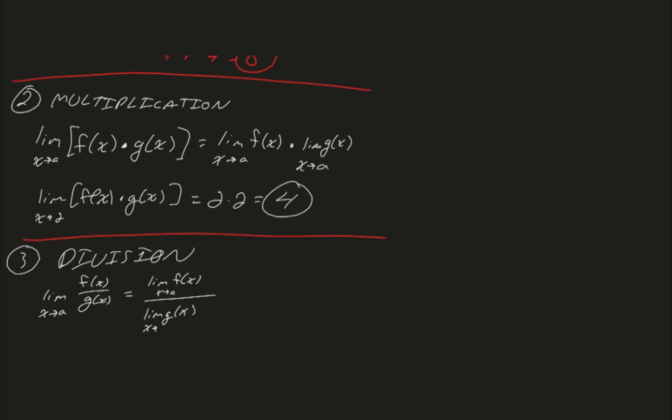The only stipulation is that the limit of g of x as x approaches a cannot be equal to 0, because if it is, we have to worry about division by 0. Because remember, the function value will not always be equivalent to the limit value.